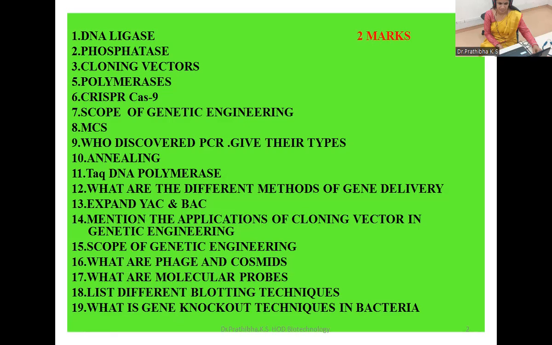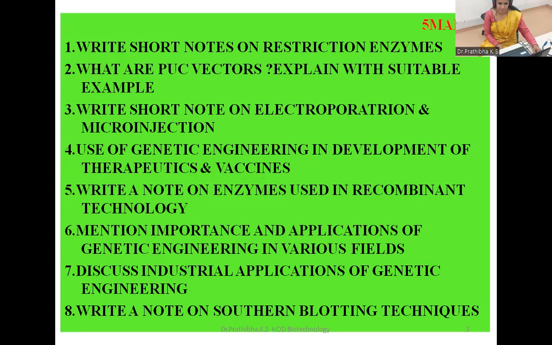You can go through. Next, questions for 5 marks. In that, first question, write short notes on restriction enzymes. What are pUC vectors? Explain with suitable example. Any one pUC vector, you can draw the diagram and explain. Write short notes on electroporation and microinjection. Use of genetic engineering in development of therapeutics and vaccines.